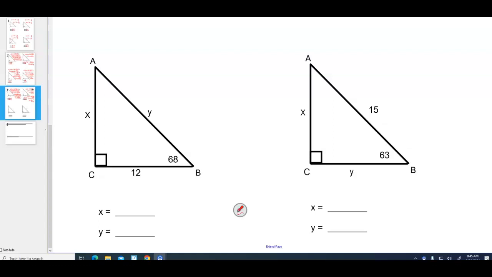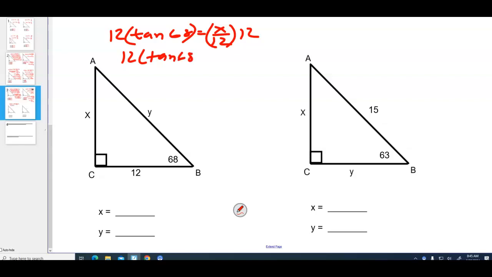So in this case here, with the 68 down here, my x is opposite and my 12 is adjacent. The tangent of 68 equals x over 12. We multiply both sides by 12. 12 times the tangent of 68 equals x.